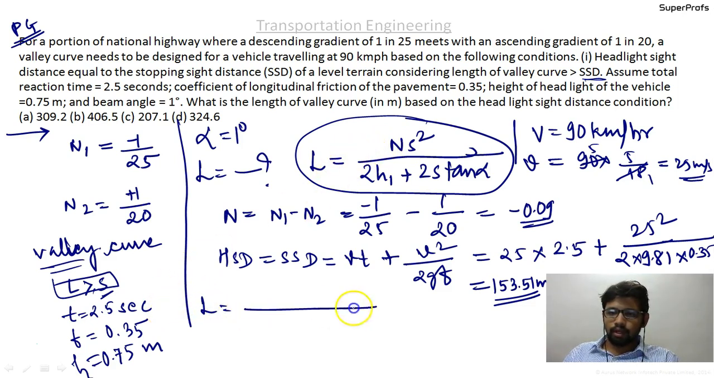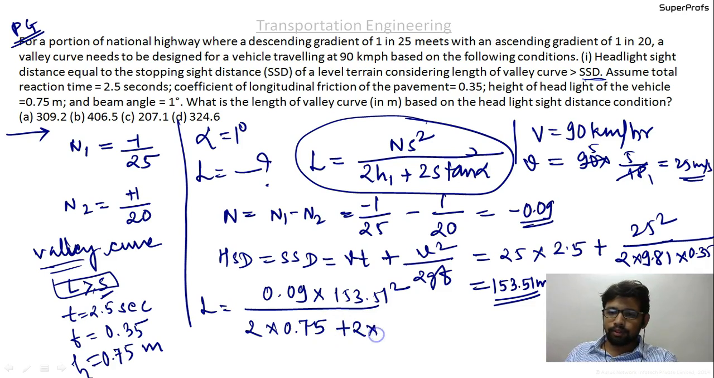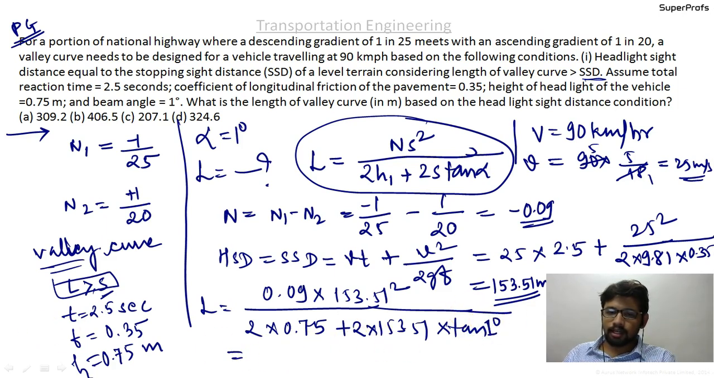Therefore L is equal to n, which is 0.09, into S square, that is 153.51 square, over 2 into small h1, so small h1 is 0.75, plus 2 into S, which is 153.51, into tan of 1 degree, which gives us the answer 309.20 meters. So the correct option is option A.